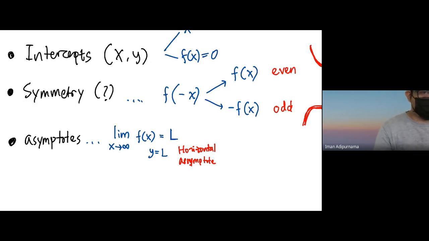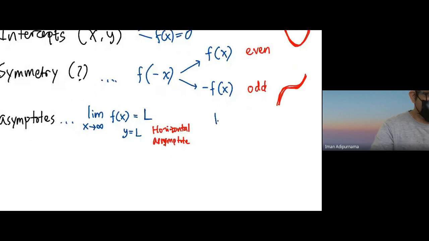And then if you have the limit as x approaches a from the left or from the right, which is also from the positive or negative side, and this is equal to infinity or maybe negative infinity, we call this x equals a our vertical asymptote.